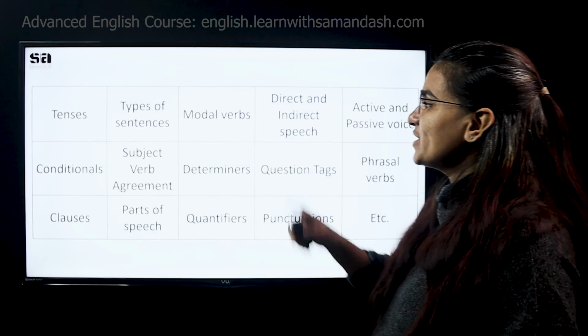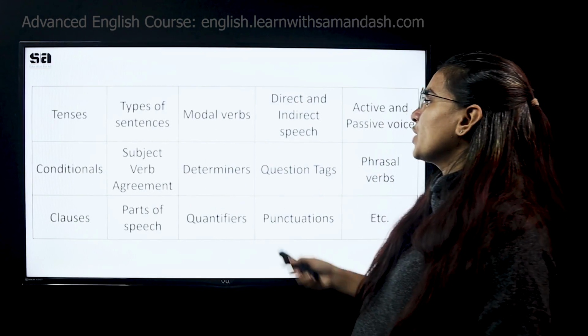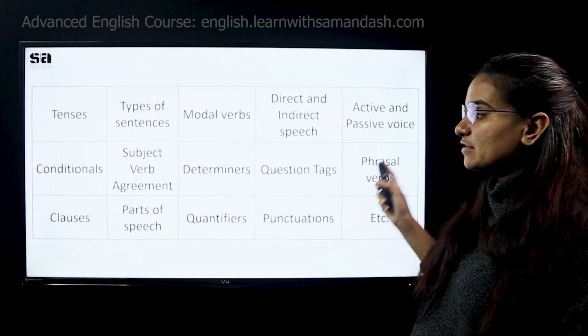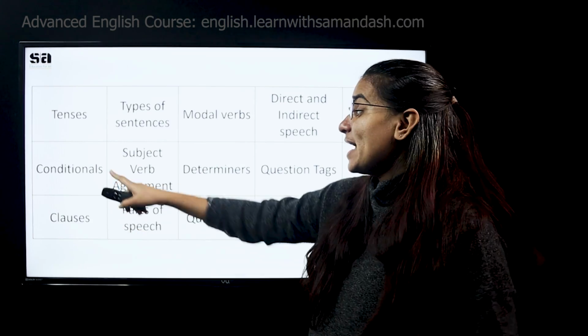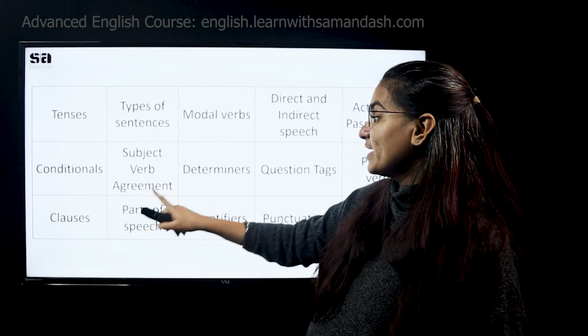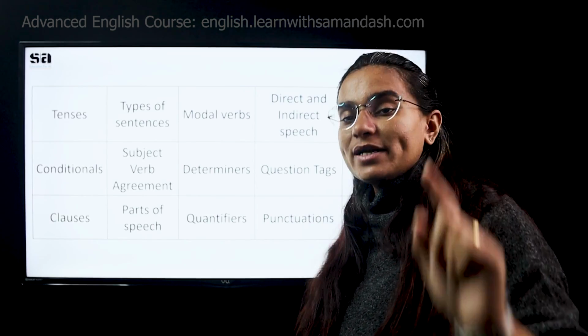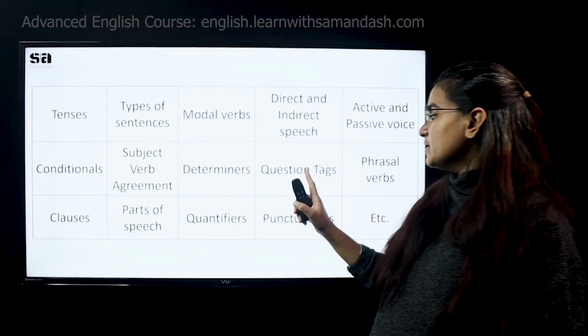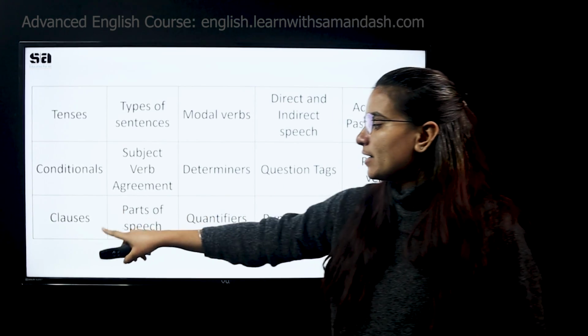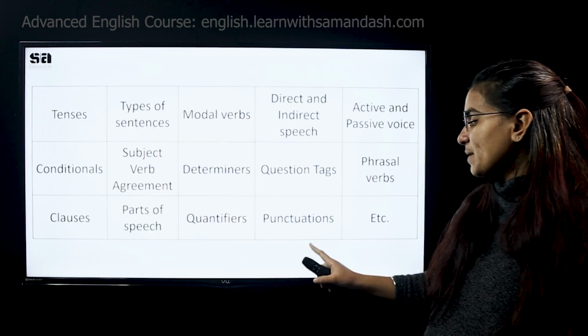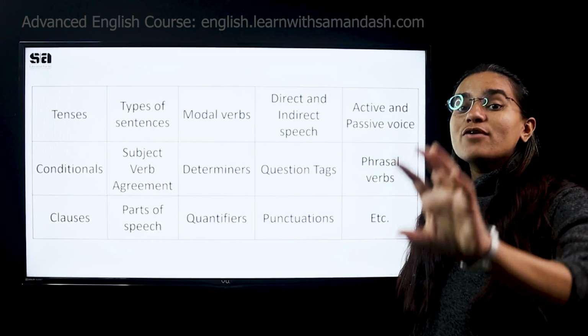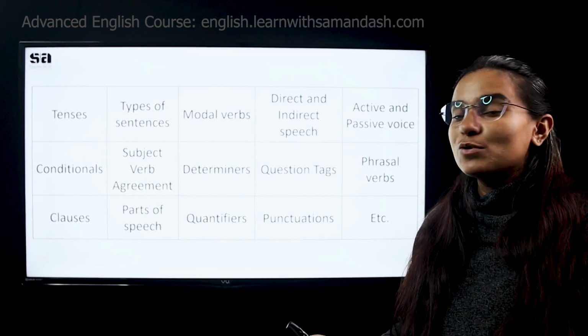We have topics such as tenses, types of sentences, modal verbs, direct, indirect, active, passive, conditionals. As I mentioned, conditionals are really important. Subject, verb, agreement, one of the most important topic when it comes to English grammar. Determiners, question tags, phrasal verbs, clauses, parts of speech, quantifiers, punctuations, etc. These are few topics. Okay, we have many more to come.